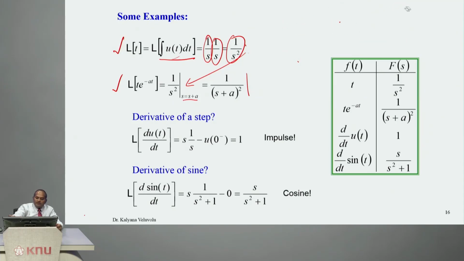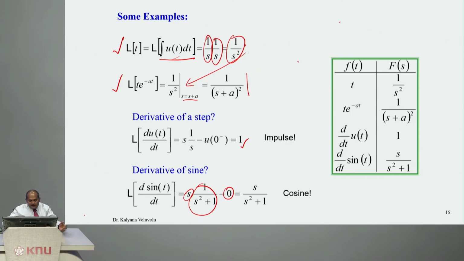So the derivative of a step is an impulse, so you can use an impulse function and get a value of 1. That's for the derivative of a step. The derivative of sine is cosine, so you can try that in the Laplace transform. Laplace transform of d(sin t)/dt is s times the Laplace transform of sin t, which is 1 by s square plus 1, minus 0, so you get s by s square plus 1. This is 0 because the initial value of the function is 0.